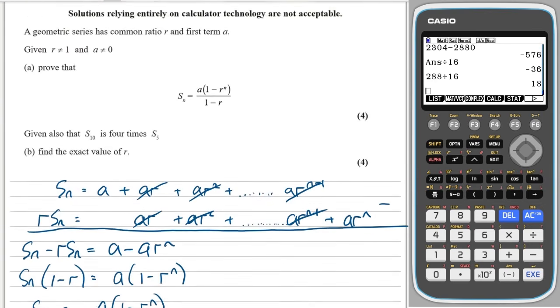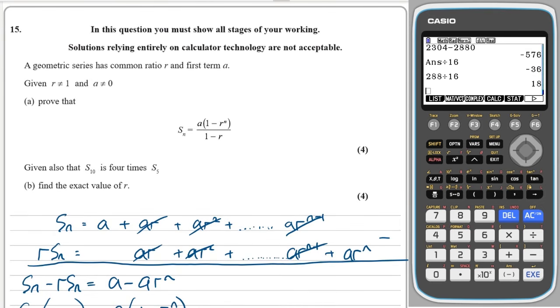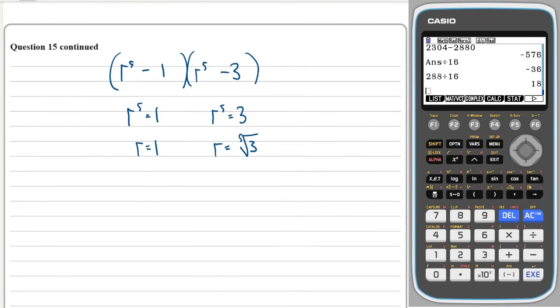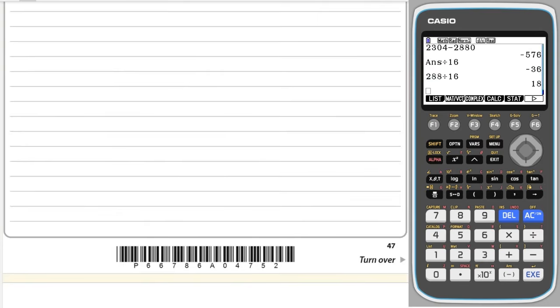Now, always go back and check to see how many values of r they want, or if it's an exact value of r. So no plural there. So let's go back here and see that r does not equal 1, so we can eliminate that from our solution set, and we can be happy that this is our only value of r. That is correct. Lovely.